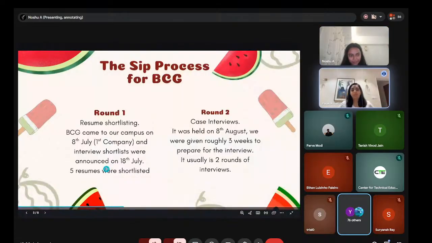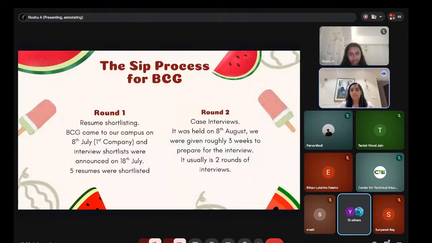Yeah, so we both are interns at BCG, and during our internship cycle, this was the only consulting firm that came. So BCG's hiring process has 2 rounds. Your first round is the resume shortlisting. BCG is usually the first company to show up, and for us that was on 8th July. So just keep the timeline in mind. And our interview shortlists were announced by 18th July.